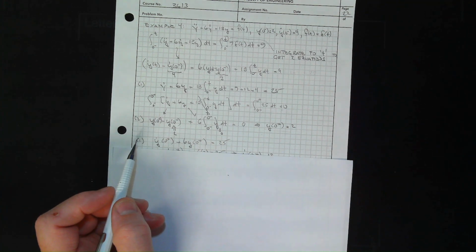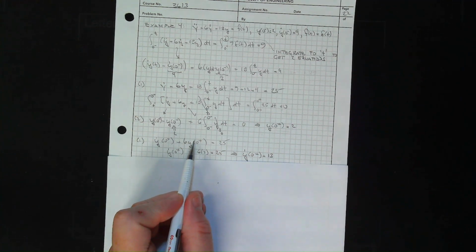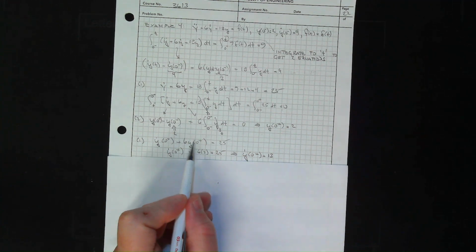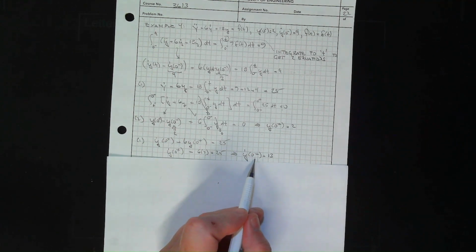All right. So let's see where we are. The first equation gave us y dot of 0 plus 6y of 0 plus equals 25. And we can substitute in y of 0 plus equal to 2. So we have 6 times 2, 12. Bring that over. We're left with y dot of 0 plus equals 13.